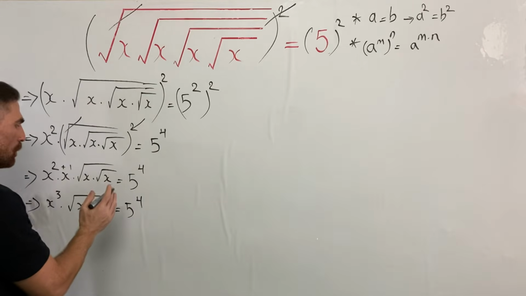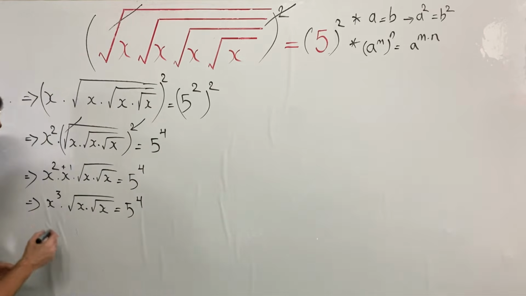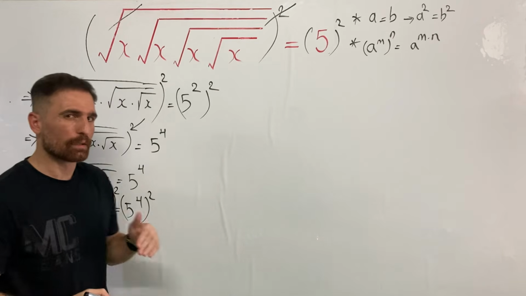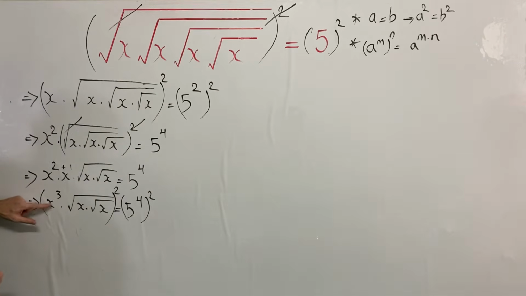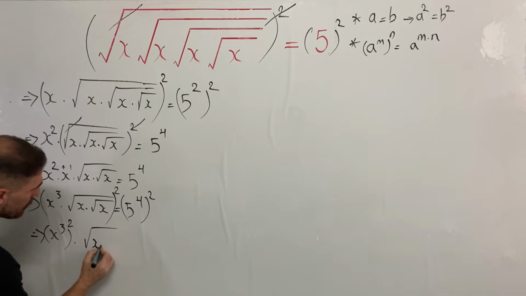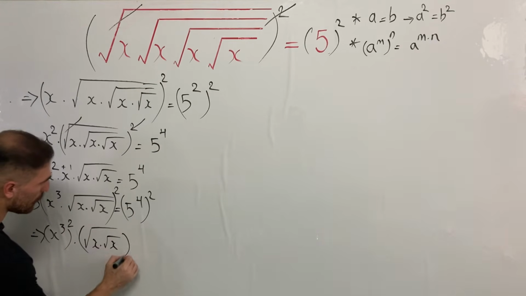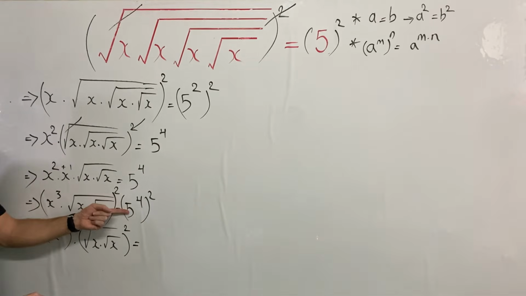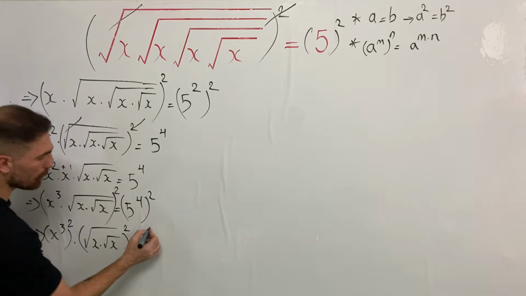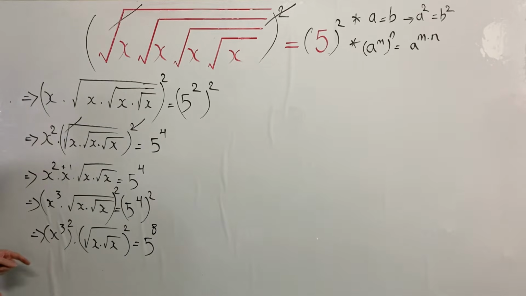One more time, both sides to the power of 2. Let's see what happens. How many times we need to continue this strategy? So x to the power of 3 raised to the power of 2 times this part, which means x times second root of x to the power of 2 equals 5 to the power of 4 raised to the power of 2, which means 5 to the power of 4 times 2, 8. Do not forget.